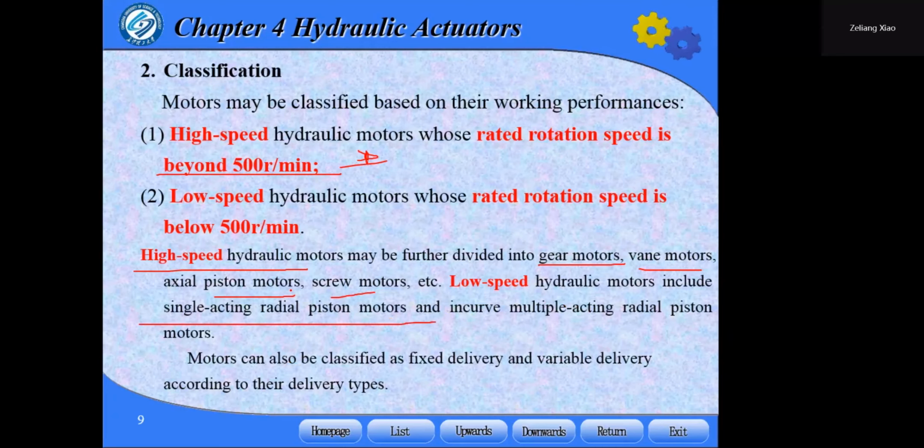Motors can also be classified as fixed delivery and variable delivery according to their delivery type. So, with another classification principle, we can also classify the motors into the following categories: fixed delivery and variable delivery.